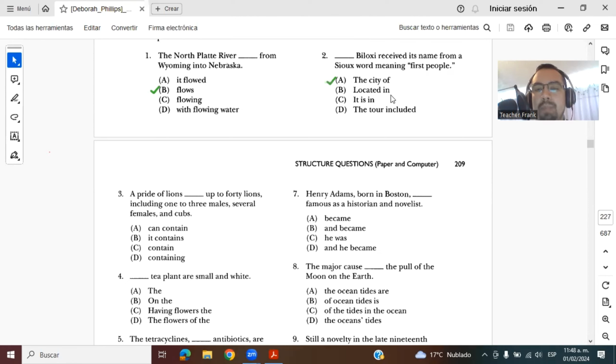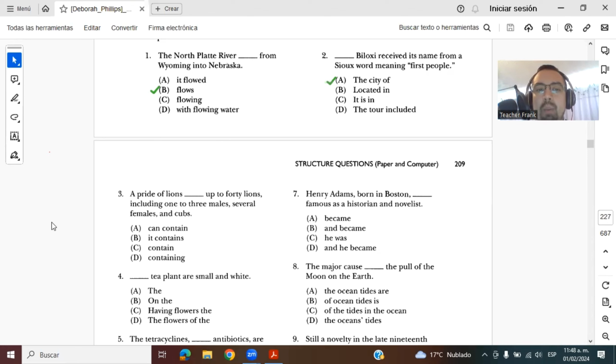If you ask me why is B incorrect, located in Biloxi received its name. We have a verb, right? Oh yeah, because it would make it an object of preposition in Biloxi, right? And we need Biloxi to just be a subject.